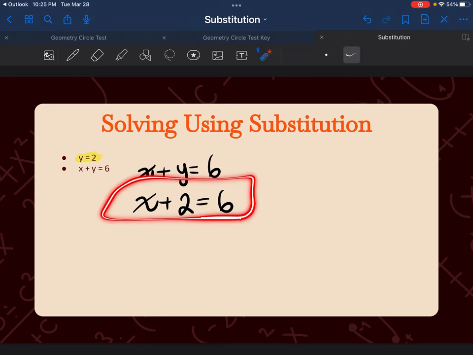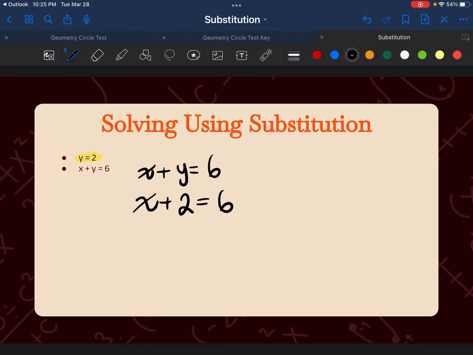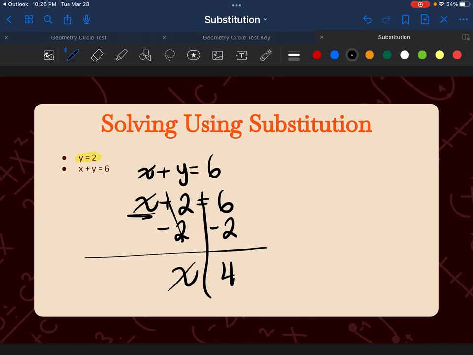Now we have a new equation, and all you have to do is solve for x. We've been doing this for months. What do we have to do to get x by itself? We're going to have to get rid of the positive 2. How do we get rid of the positive 2? By subtracting. My 2's cancel out. I'm left with 4 on the right side and x on the left side. So that means that x is equal to 4.